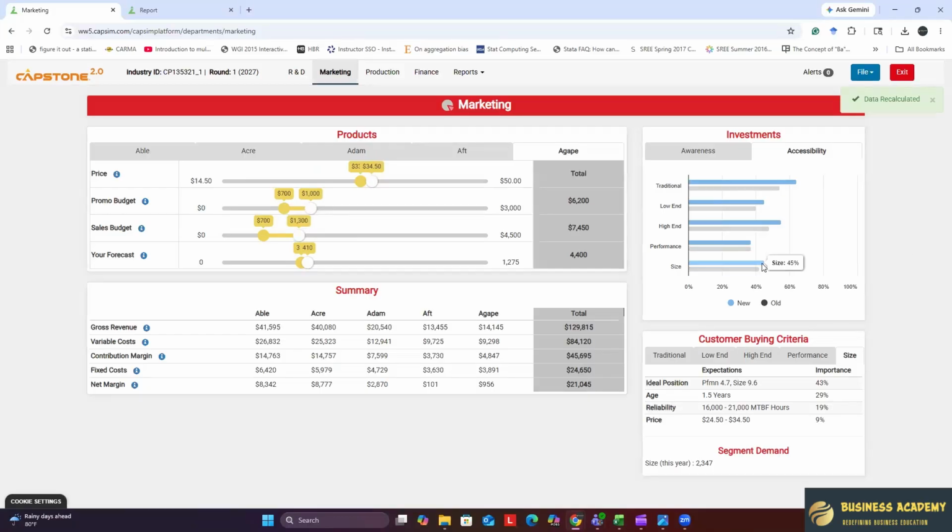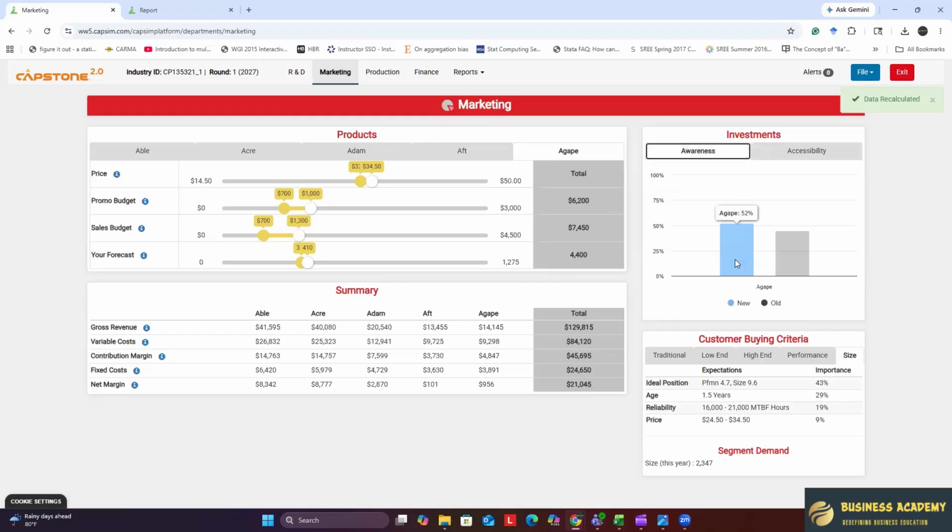Okay, so my size slightly increased in terms of accessibility compared to the only 3% increase, and my awareness has marginally increased over last round, so I'll keep that there. So this concludes my marketing decision making.